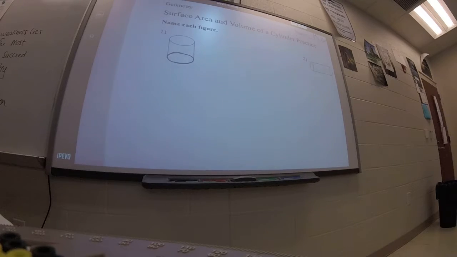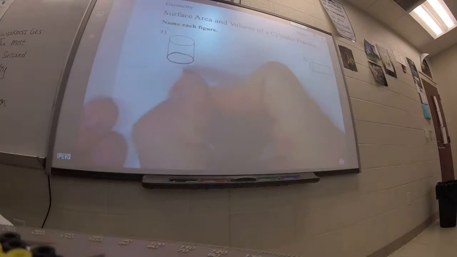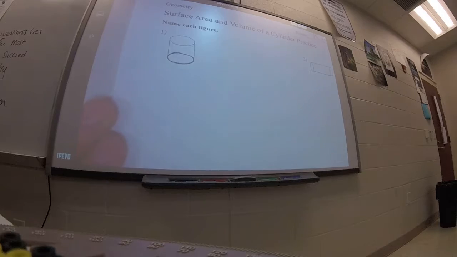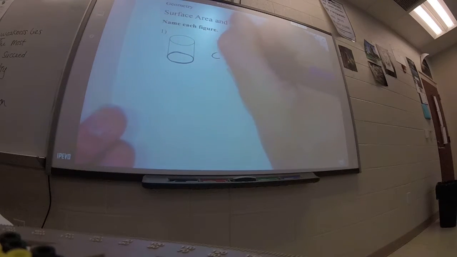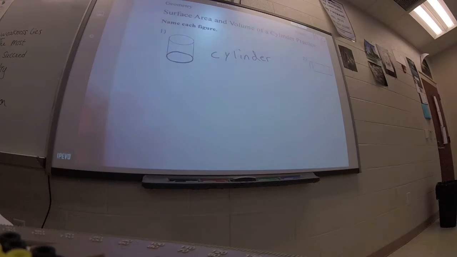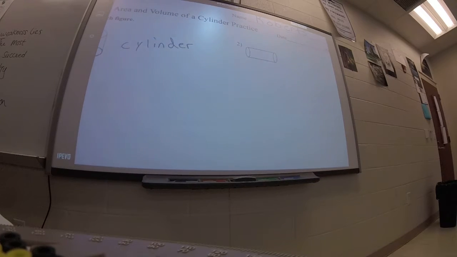Okay? And we know that it's a cylinder because it has a circle as a base. Okay? It actually has two bases, a top and a bottom, and then they're connected. It's three-dimensional. Okay? So anytime that you have two bases that are circles that are connected, 3D, we're going to call that a cylinder.